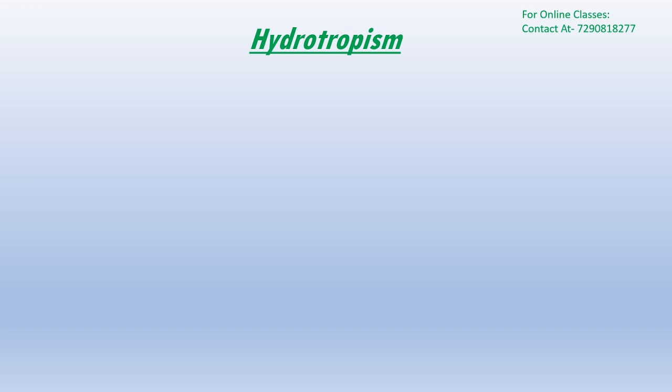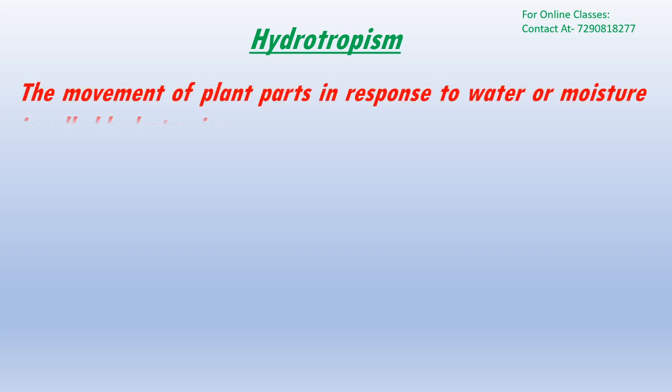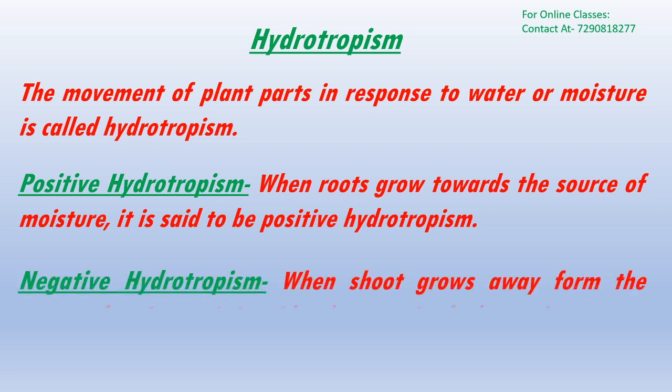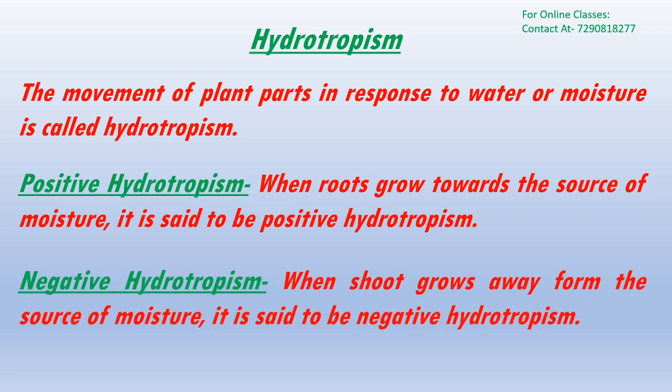Next is hydrotropism. The movement of plant parts in response to water or moisture is called hydrotropism. There are two types of hydrotropism, positive hydrotropism and negative hydrotropism. When plant parts or roots grow towards the source of moisture, it is said to be positive hydrotropism, and the parts are called positively hydrotropic. And when a plant part or shoot grows away from the source of moisture, it is said to be negative hydrotropism, and the parts are called negatively hydrotropic.